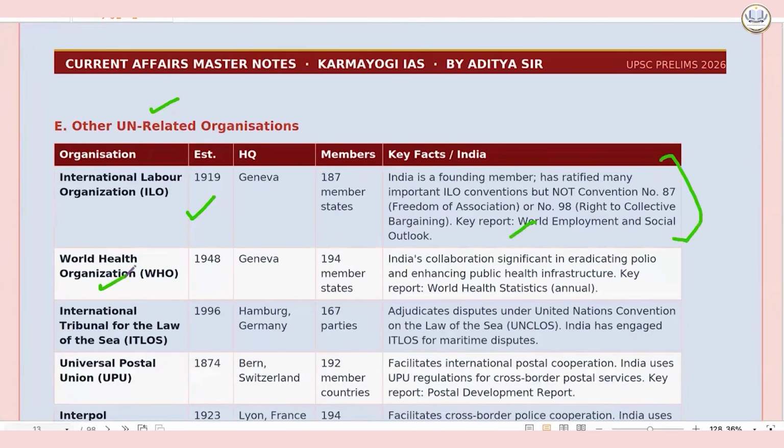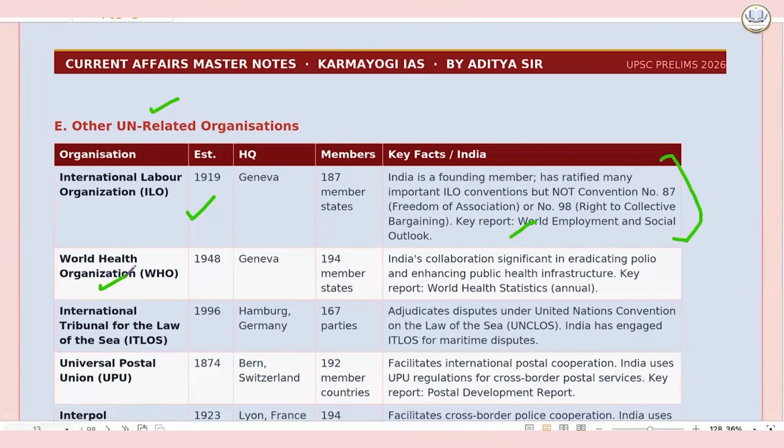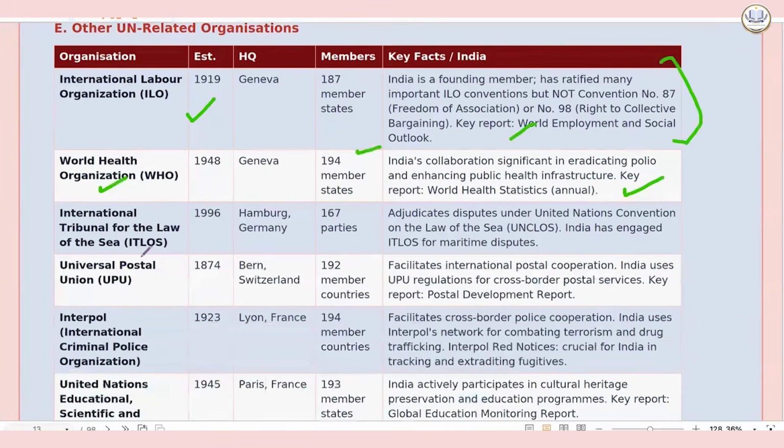Then we have the World Health Organization, 1948, headquarters in Geneva, 194 member states. India's collaboration is significant in eradicating polio and enhancing public health infrastructure. And the World Health Statistics is the important report. We have ITLOS, that is the International Tribunal for the Law of the Sea, headquartered in Hamburg, Germany. It adjudicates disputes under UNCLOS. And India has engaged ITLOS for maritime disputes in the past as well.